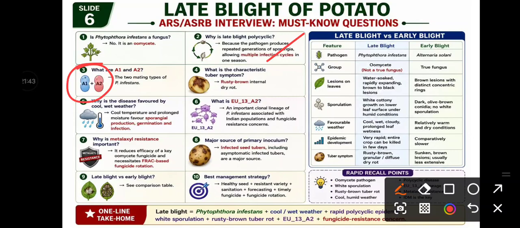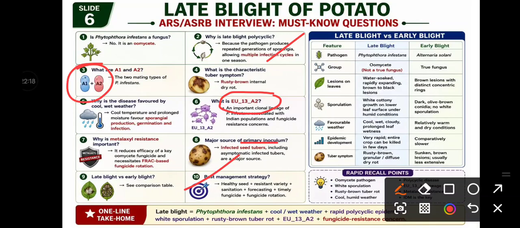Okay. Then EU13A2, this is a clonal lineage most dominantly found in India, which is showing Metalaxyl resistance. The major source of primary inoculum for this disease is infected seed tuber and also crop debris or plant debris. Then the best management strategy for the late blight of potato is use of healthy seed, resistant varieties, sanitation, forecasting, plus timely fungicide application and rotation.